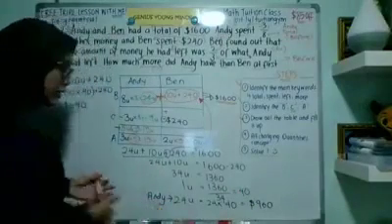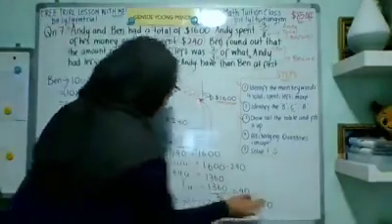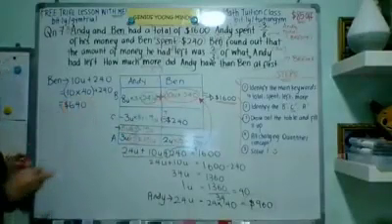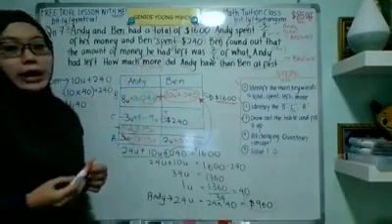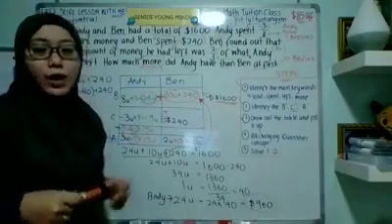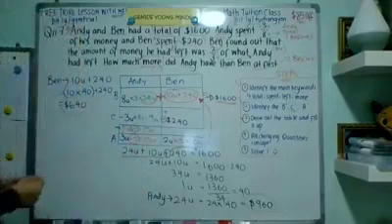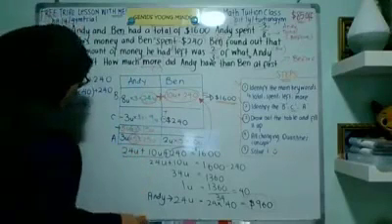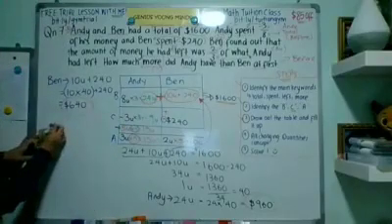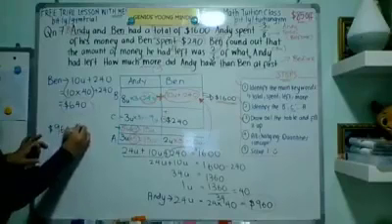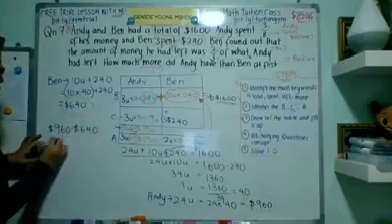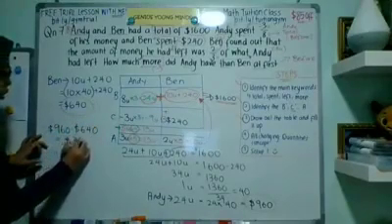Okay, $960 and $640. I know that Andy at first has $960. Ben at first has $640. How much more did Andy have than Ben at first? What do we do? We minus them. So we take our $960 minus $640 equals $320.